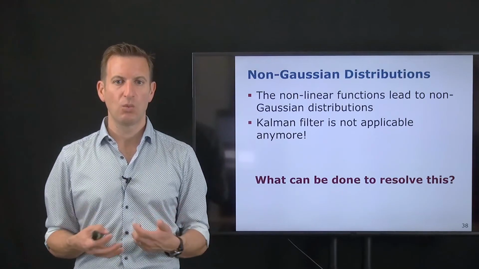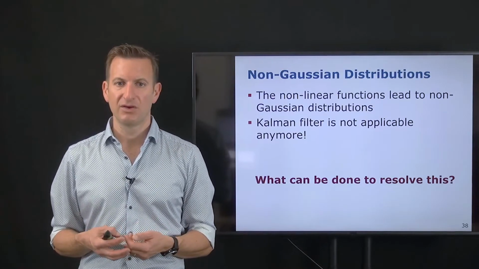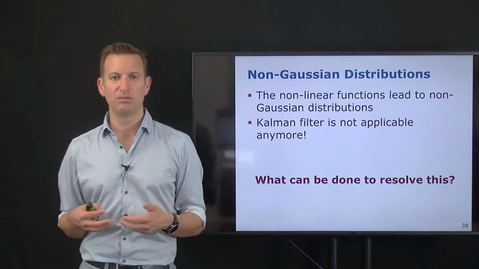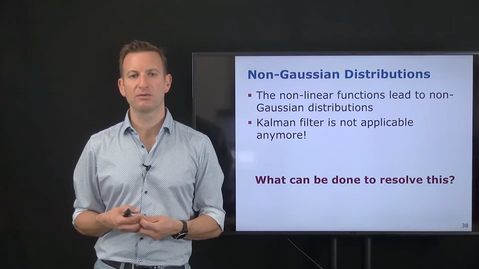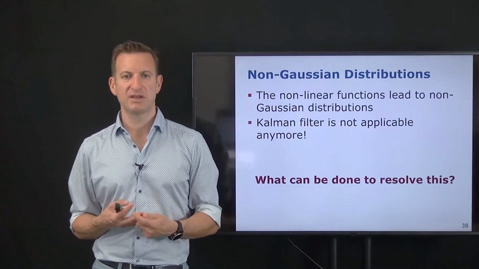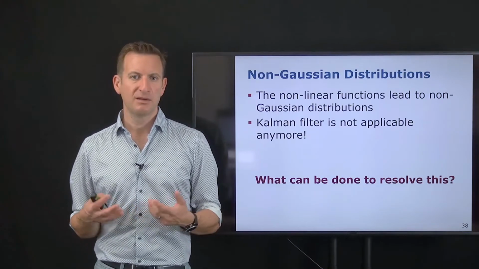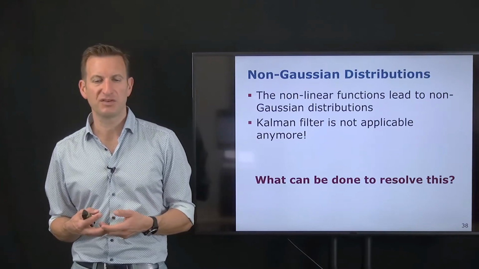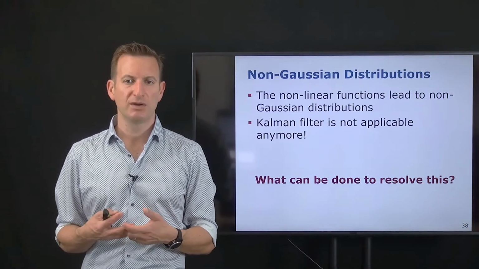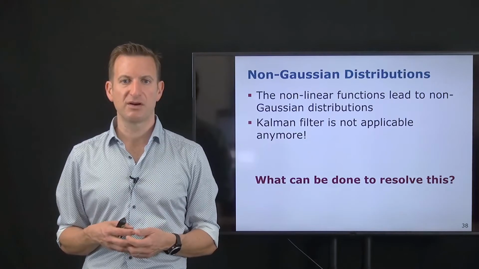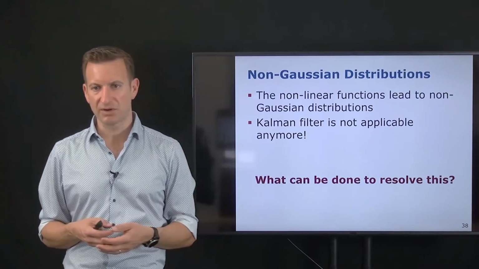So the key question is, what can we do to resolve this? Which tricks do we have in our toolbox in order to modify the algorithm so that this information can be taken into account? Maybe not perfectly, maybe we still need to make some assumptions in here, but what can we do in order to deal with these nonlinearities, at least to some reasonable degree?